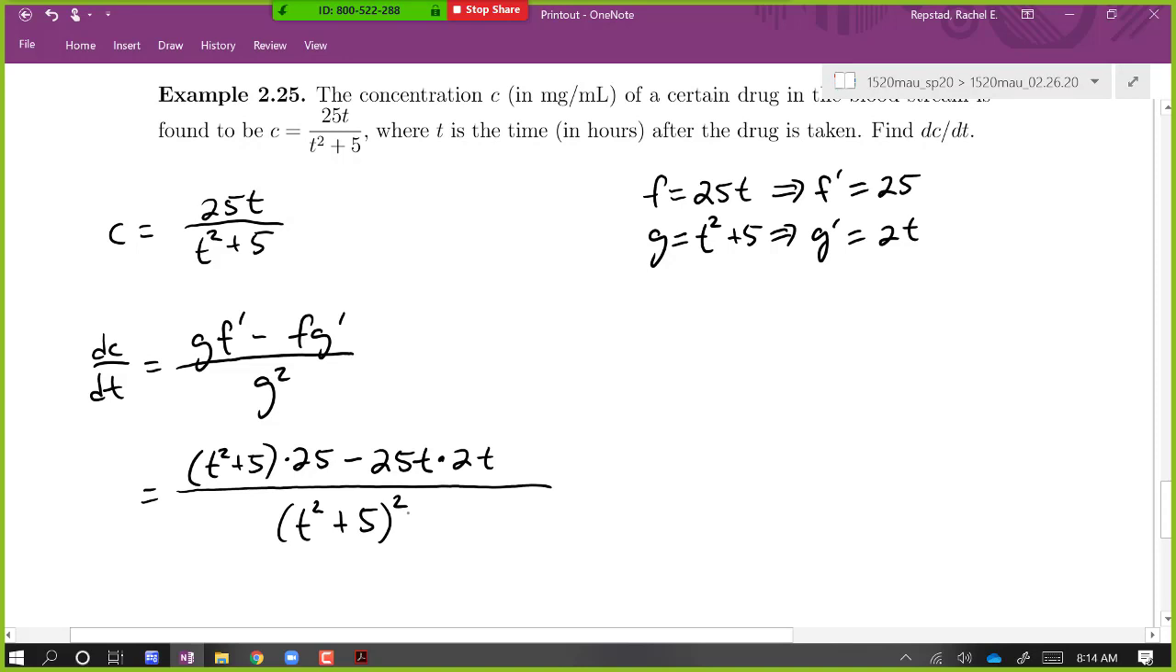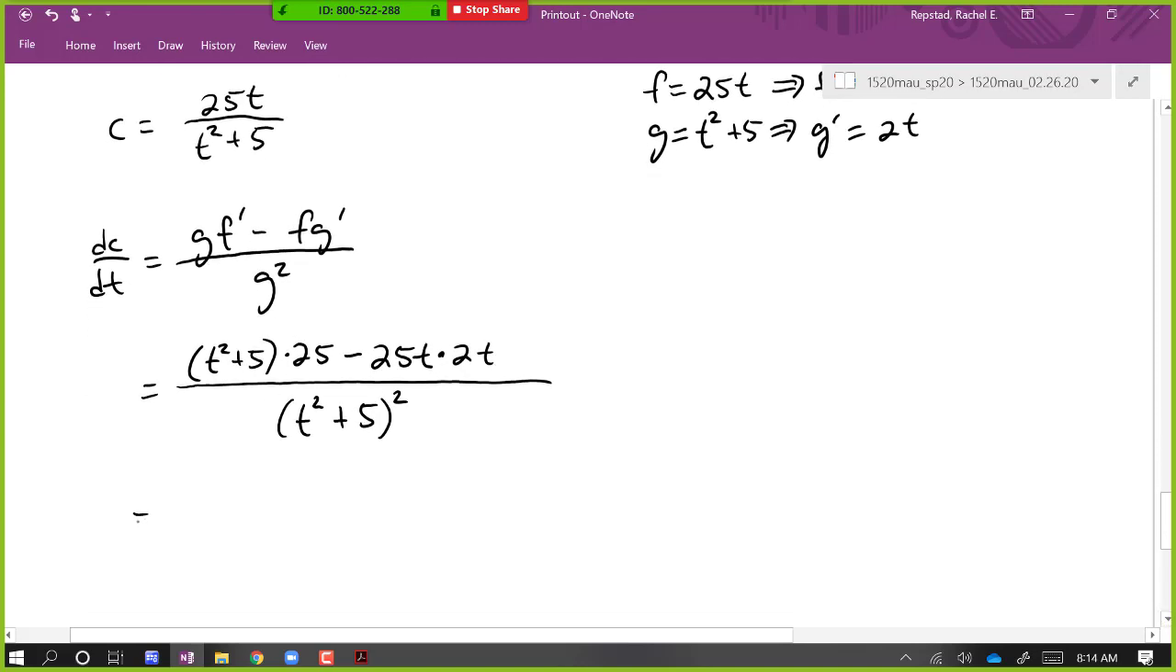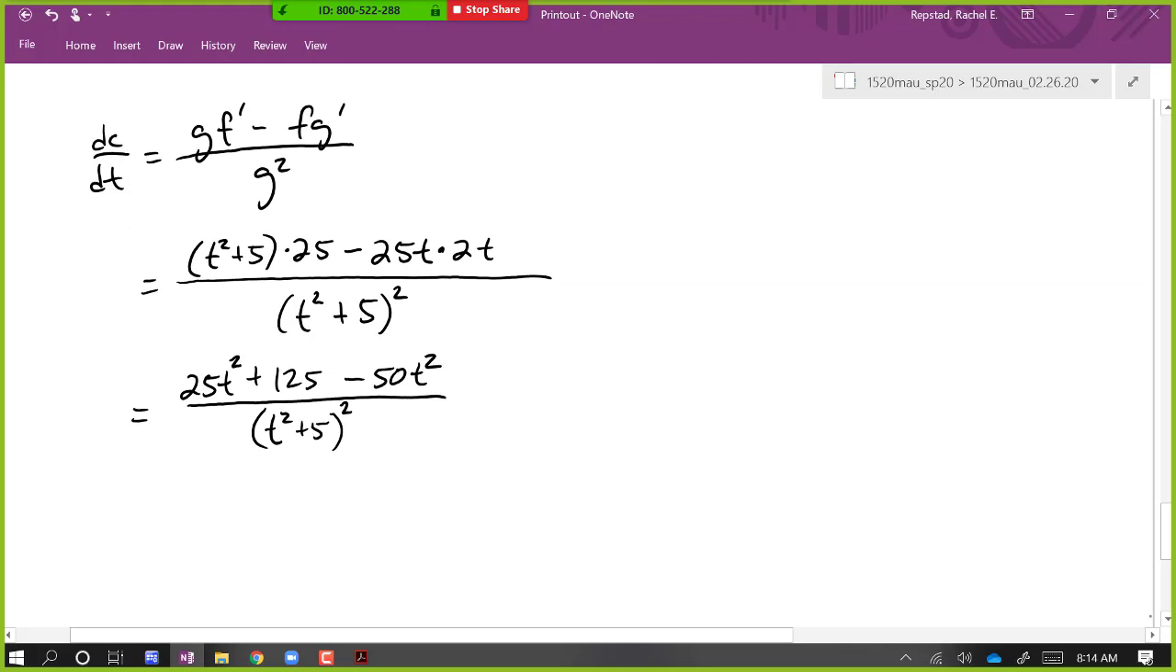So this is our first go at just applying the quotient rule. We have our raw form of what dC/dt looks like. We want to simplify it, so we're going to make sure we expand out the numerator, simplify that as much as we can. We leave the denominator factored. So 25t squared plus 125 minus 50t squared. Combining like terms, we get negative 25t squared plus 125 over t squared plus 5 squared.